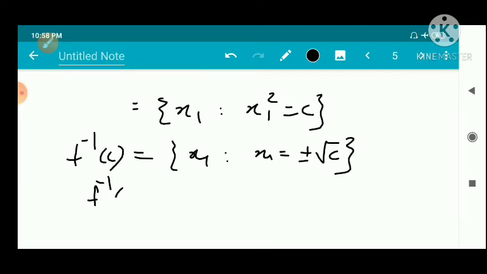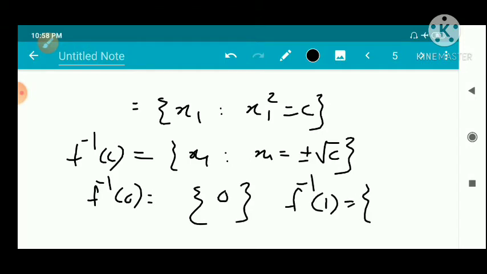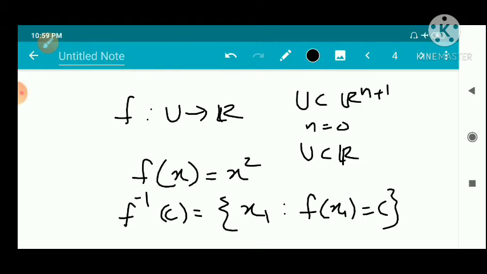If you take f inverse of 0, then we get x1 equal to plus or minus root 0, that is 0. f inverse of 1 means the set of all x1 such that x1 equal to plus or minus root 1, that is minus 1 and plus 1. These 2 points are the level set. That is, a level set is a collection of points satisfying an equation f(x1, x2, ..., x(n+1)) equal to a constant, a real number. That is the level set.